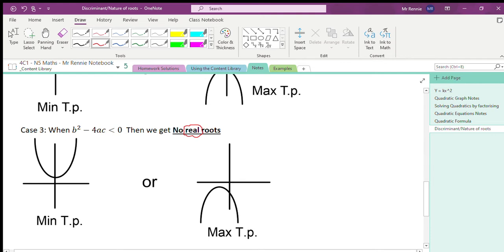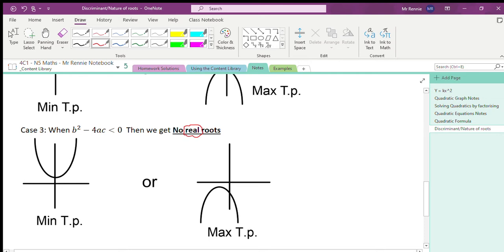What we often want to know about a quadratic equation is, does it have roots, and if so, what type of roots? So even before we calculate it, can we work out what type of roots we're going to get? What are the nature of the roots? Do we have two real roots that are distinct? Do we have two real roots that are equal? Or do we have no real roots with our question?